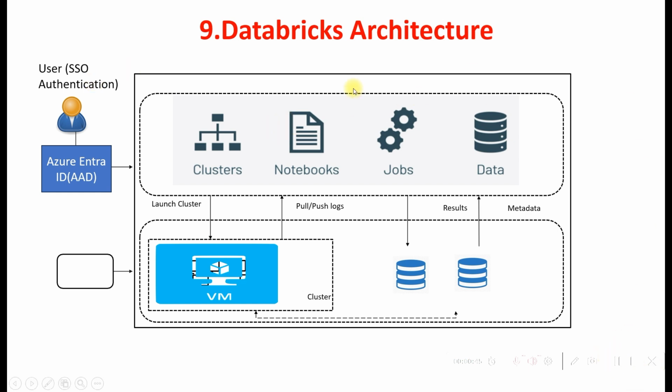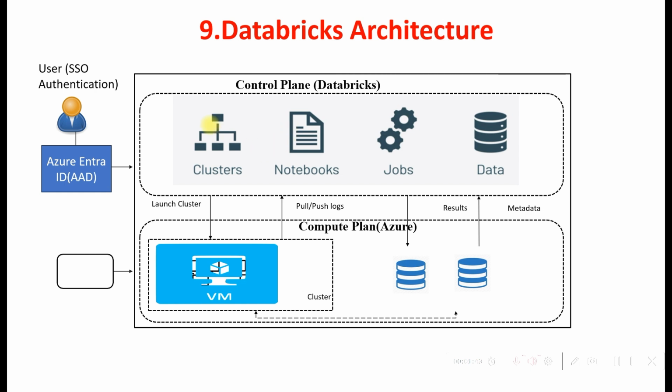Then let's talk about the control plane and the compute plane. The control plane is managed by Databricks and the compute plane is managed by Azure. We can say that the control plane is the brain of Databricks, where all the planning happens. It handles four main parts: clusters, notebooks, jobs and data. Clusters are groups of virtual machines that process data. Databricks spins them up when you need them and shuts them down when you are done. So basically it's saving cost.